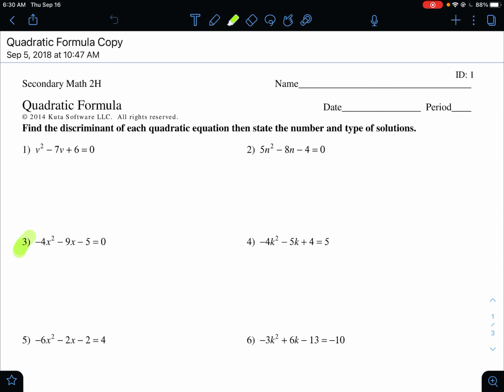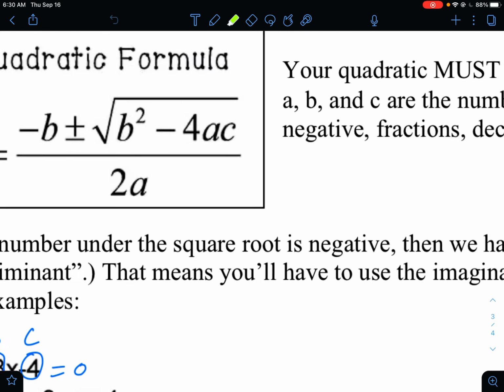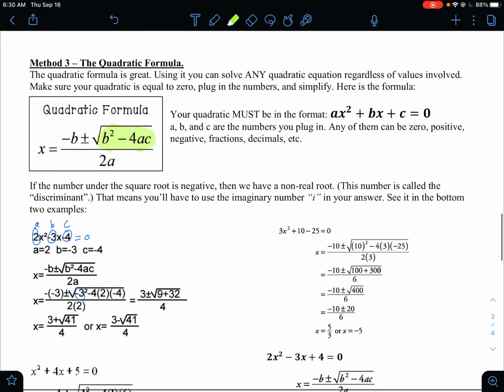In the previous video, we didn't talk about this idea of a discriminant. But the idea of a discriminant is, and let's hop back over to the notes, the discriminant is this part here. It's the part that's under the square root. And if you read these words here, you would have seen that.